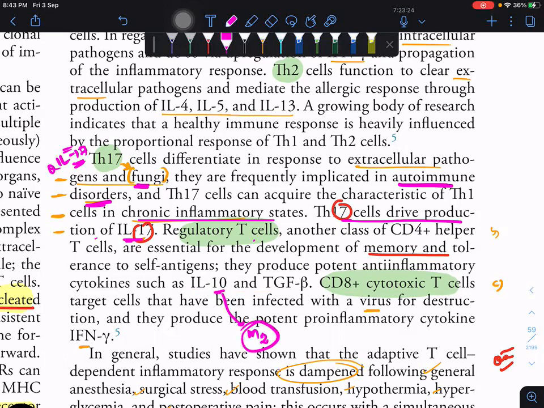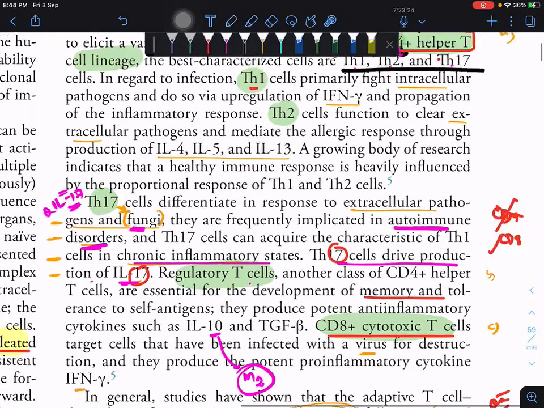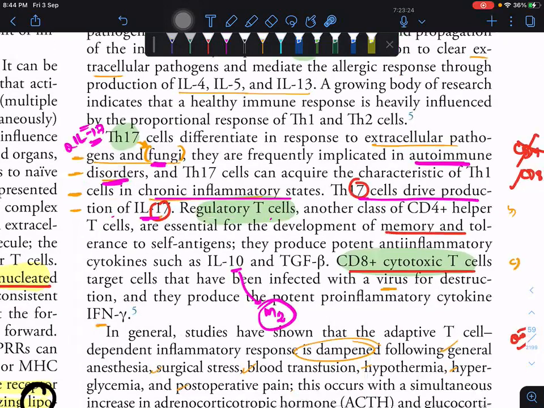So next, another type of cell we are going to see. CD4 we finished. Next we go to CD8. The CD8 type of T cell is mainly for virus destruction. And they produce the cytokine called interferon gamma. So interferon gamma is produced by the CD8 cytotoxic T cell. The CD4 is called helper cell and the CD8 is called cytotoxic T cell.